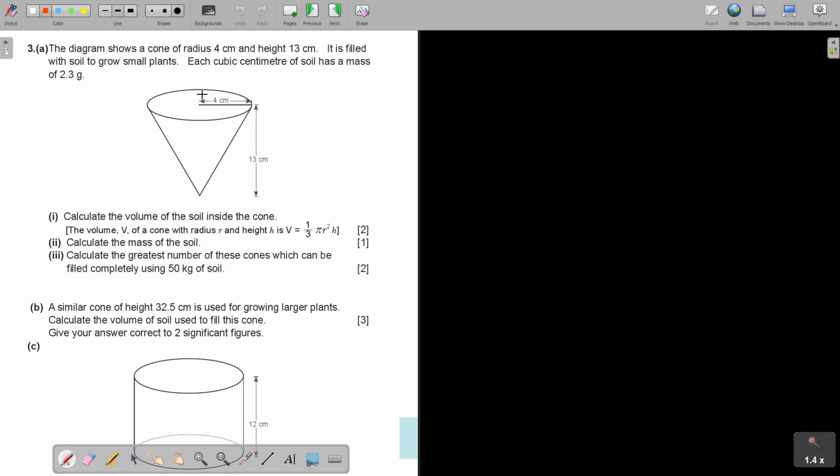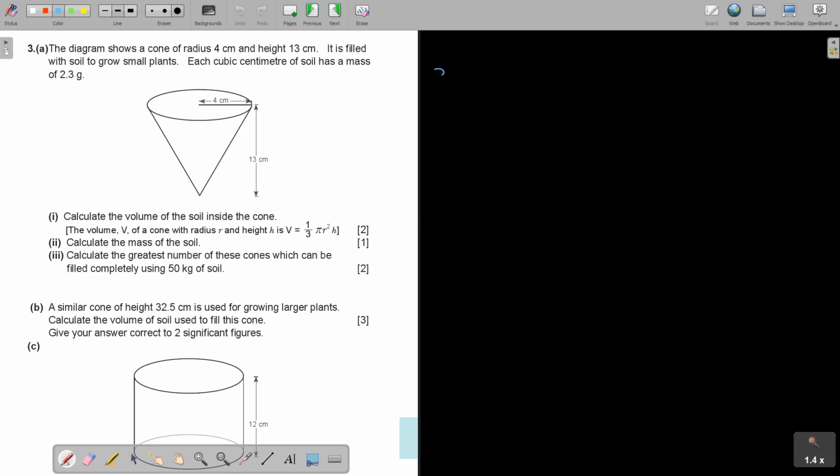Remember those pyramids. So the diagram shows a cone of radius 4 and a height 13. It's full with soil to grow small plants. Each cubic centimeter of soil has a mass of 2.3 gram. Very important. Okay, calculate the volume of the soil inside the cone. So it's just asking you the volume of the cone.